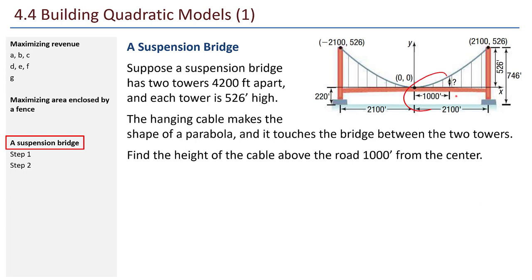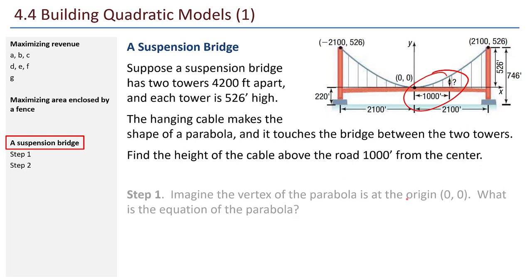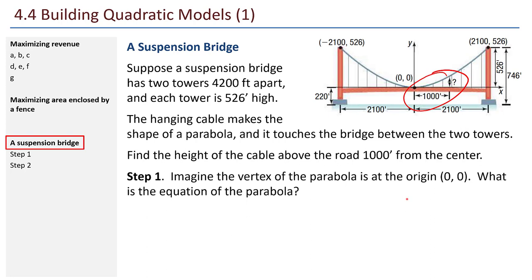So that's what's being indicated here in the diagram. I start at the center of the bridge where the cable touches the road, and I walk 1,000 feet away, and I look up above me. How high is the cable there? We'll solve this problem in two steps. Imagine the vertex of the parabola is at the origin. Then what is the equation of the parabola? And then once I have the equation for the parabola, we'll use the equation to solve the question.